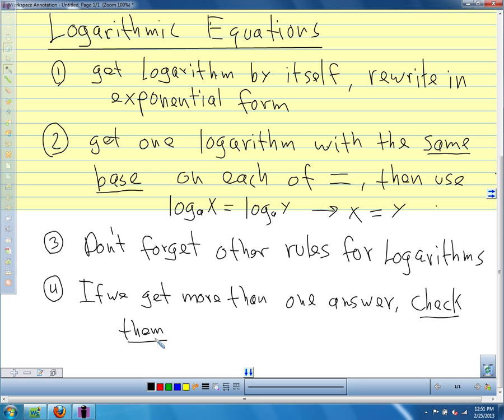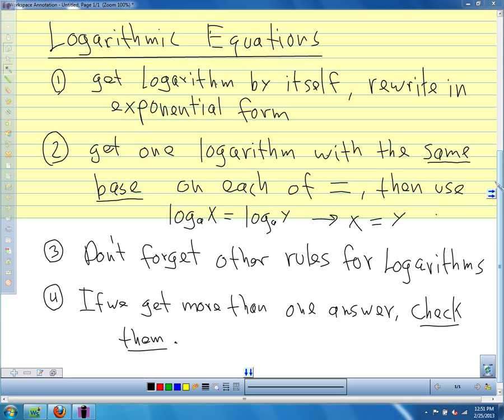So we're going to check them in our original equation to make sure that they make sense. Because a lot of times when we get more than one answer, one or more of them won't work in our original equation. We'll get something that won't make sense or that gives us an impossible answer. So these are our steps for solving logarithmic equations.